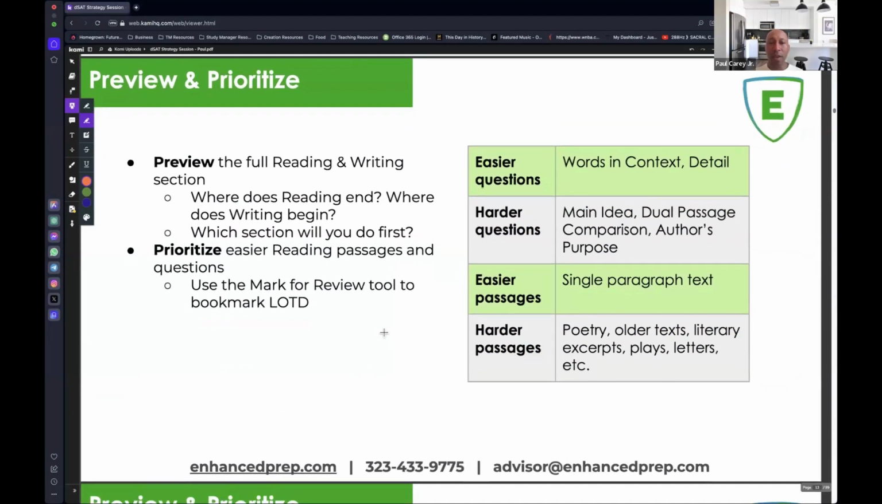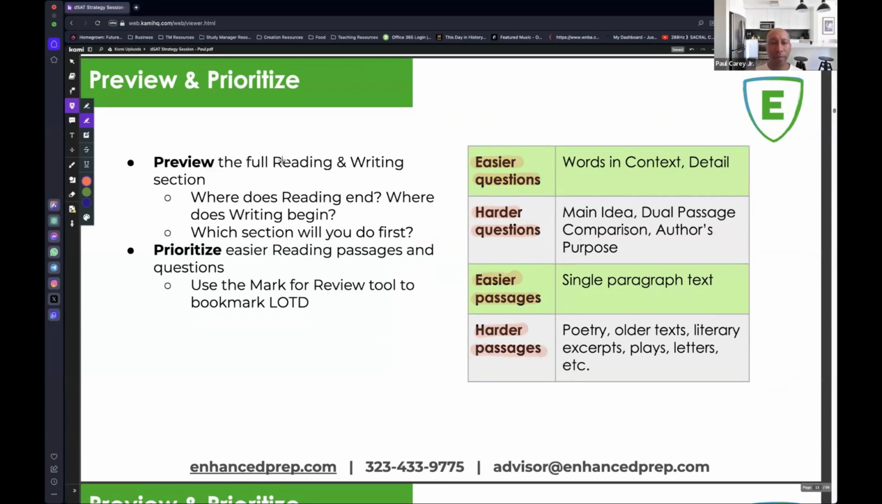Okay. To start out, we won't work through all these problems, but we do want to talk about these two things. Remember that we said that there's going to be easier questions and then there's going to be harder questions, right? So one thing that we want to keep in mind is let's do the easier questions and the easier passages before we do the harder questions and harder passages.